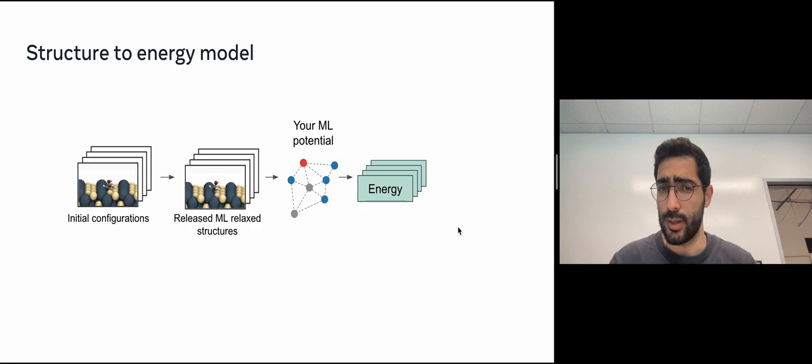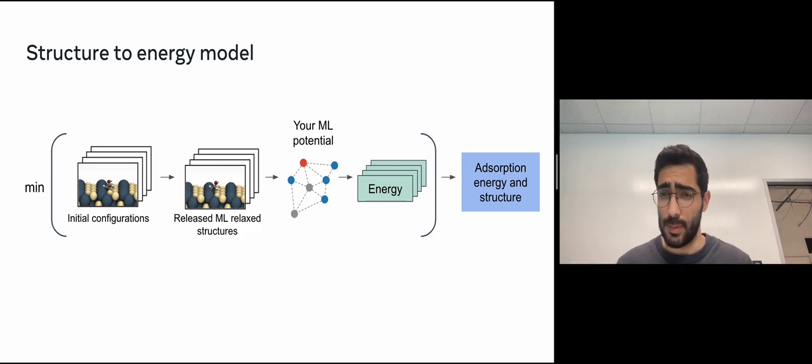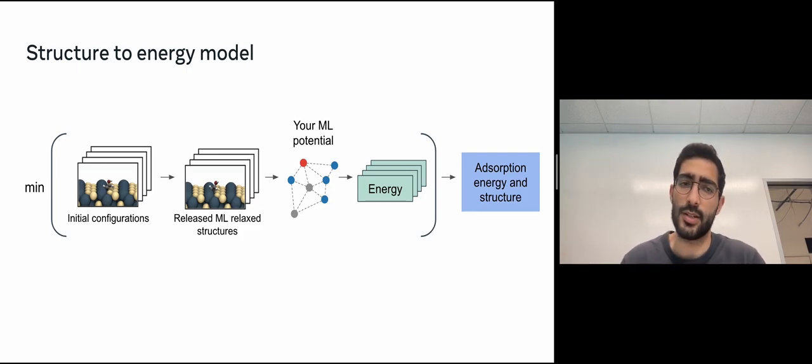Now, what you'll be doing here is taking your ML potential and making more accurate energy predictions than the ML relaxed structures. So while we used our pre-trained ML models to get the ML relaxed structures and they have an energy associated with them, you may build an ML model or ML potential that is more accurate at making energy predictions. And so you'll take the ML relaxed structures, feed them into your ML potential, make energy predictions across all configurations, take the minimum across those configurations and those energies, and then you have your adsorption energy and the structure associated with that adsorption energy.